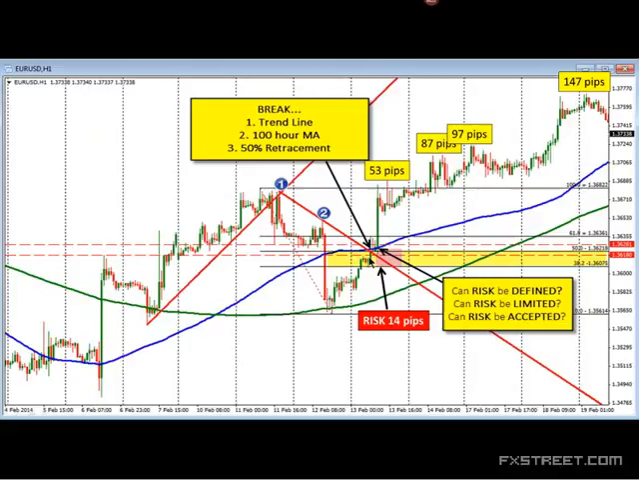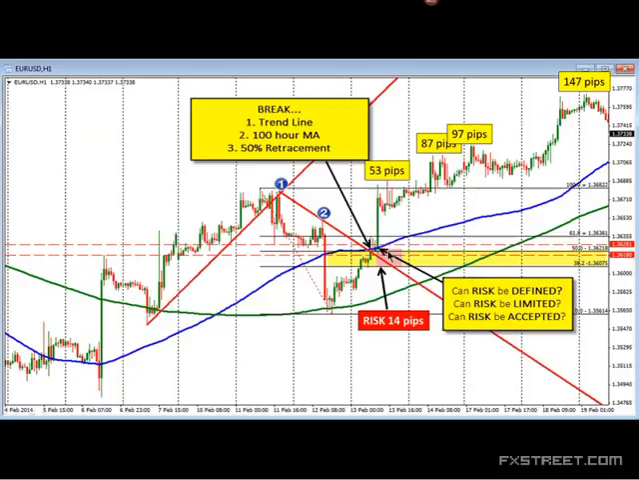So ignore what happened here. Just understand that the market came down, we bounced off this level, the market moved higher. Okay. Then the market moved above that level and moved higher through that level, through 53, 87, 97, and 45 pips. Define your risk and limit your risk.